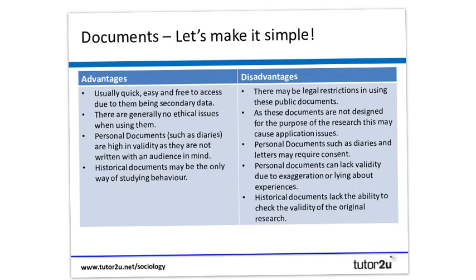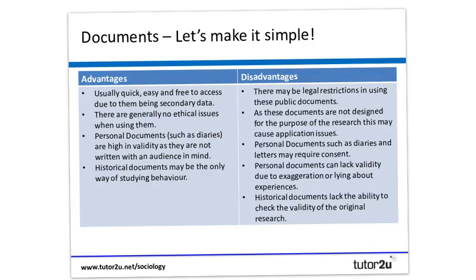Now what you can see here is the document section actually has quite a lot of crossover in terms of advantages and disadvantages. So what we can see as an advantage, usually quick, easy and free to access due to them being secondary data. Now this means someone else has already done all the hard work for the researcher, so they can access it and do a huge amount of analysis over a range of different documents. In addition to this, there are generally no ethical issues, but obviously what we need to be very much aware of, that might change with personal documents.